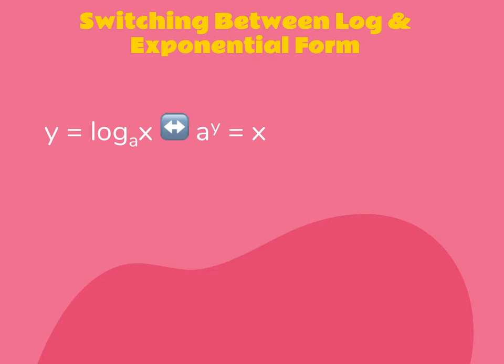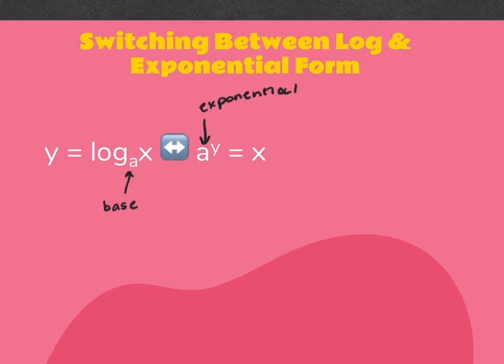A log can be rewritten in exponential function, and an exponential function rewritten in log function. Basically what we do is we take that y equals log base a of x. The little number that's subscript is called the base this time. And that base, think about it, is the base on the exponential function. So that base is the same number, letter, whatever it is.